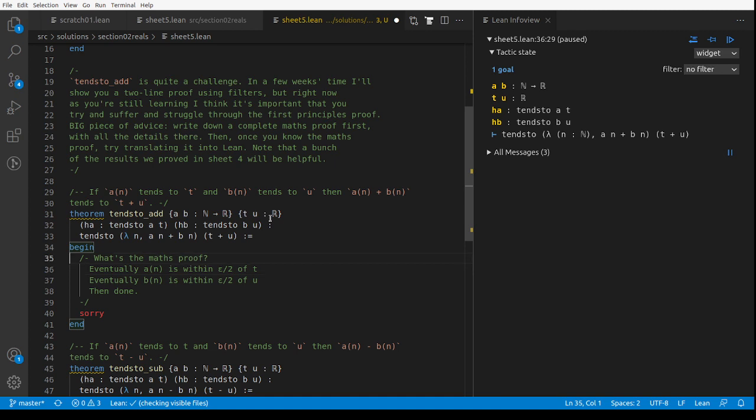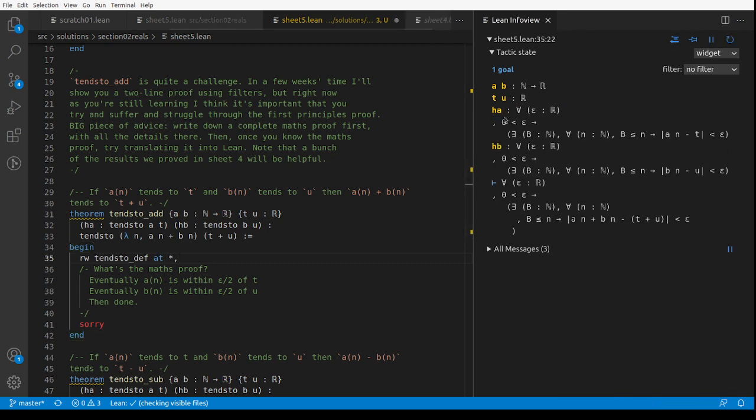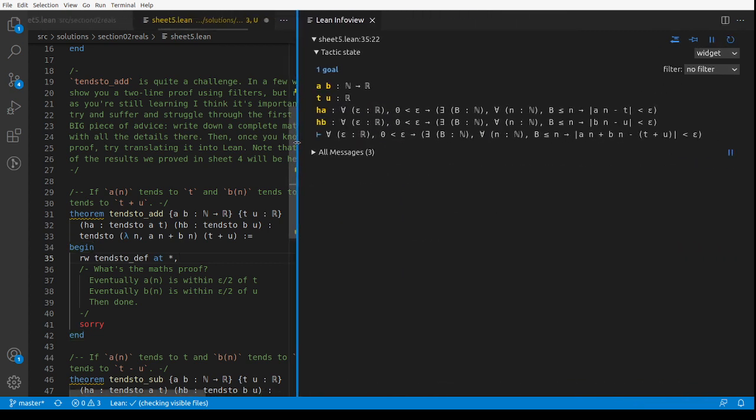Now the first thing we should look at is the definition of tends to. Let's rewrite tends to def everywhere, so we can actually see what the goal is. So there we go. Hypothesis HA says that for all positive epsilon, there's a bound such that if you're at least the bound, then you're within epsilon of T.